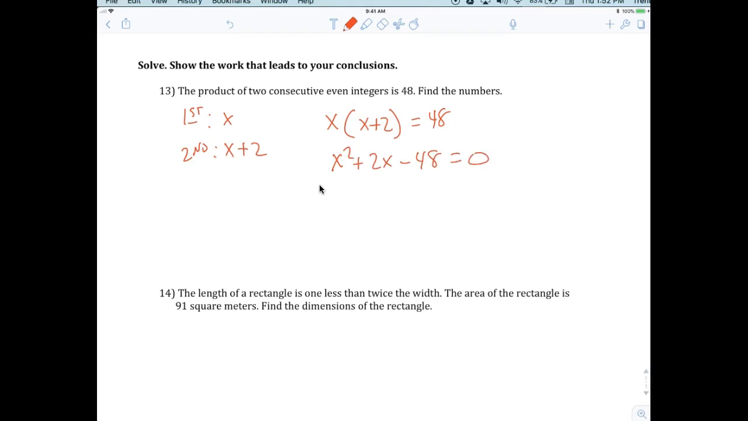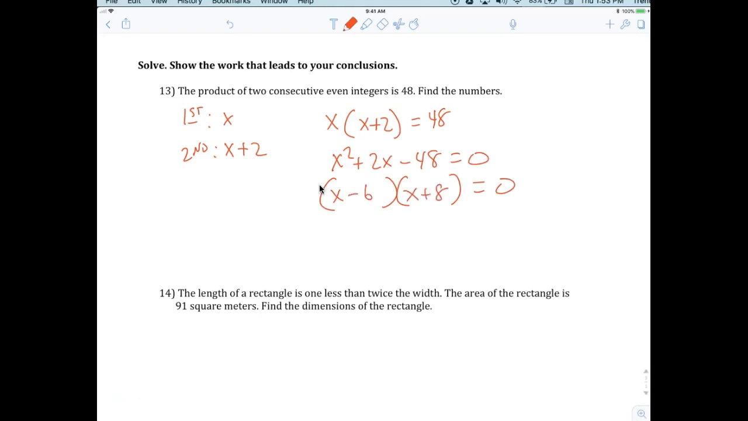Does everybody mind if I just do that in one step? Because we know a quadratic has to be set equal to what? 0. So I have to move the 48 from the right to the left. If it's positive, when I move it, it's going to be what? Now we have to do what? Factor. So we get x.